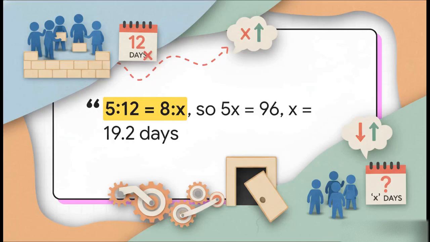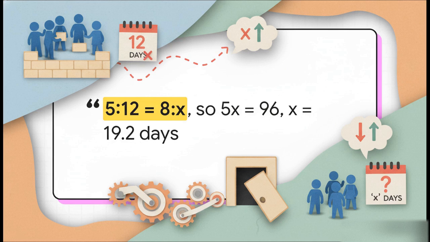This second major villain actually brings us all the way back to that hook from the very beginning of our explainer. The SAT Prep Guide highlights this classic trap. A student sees 5 workers take 12 days and 8 workers take X days. They immediately set it up as a fraction. 5 over 12 equals 8 over X. They cross-multiply and boom, they get 19.2 days.